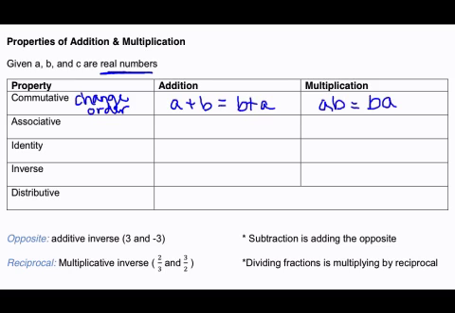The next property is the associative property, and this just tells us that the groupings can change.